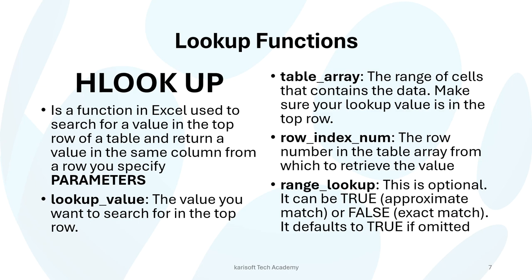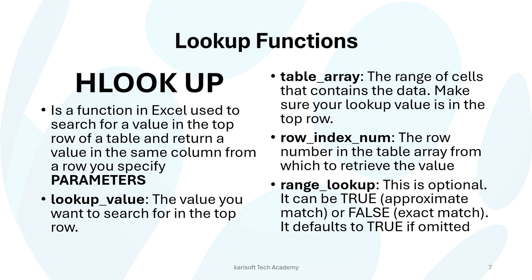So HLOOKUP stands for horizontal lookup. It's a function in Excel that is used to look for a value in the top row of a table, and then return the value in the same column from a row that you specify. So for HLOOKUP, it is row based. I beg your pardon. Now the parameters, which we could also refer to as the syntax, the makeup for the function.